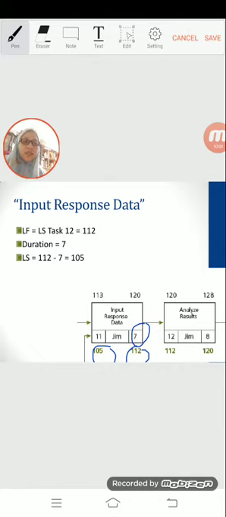Okay, if the LF for input response data is 112, the LS is day 105 because its estimated duration is 7 days.